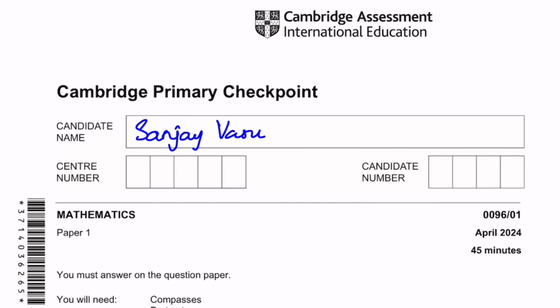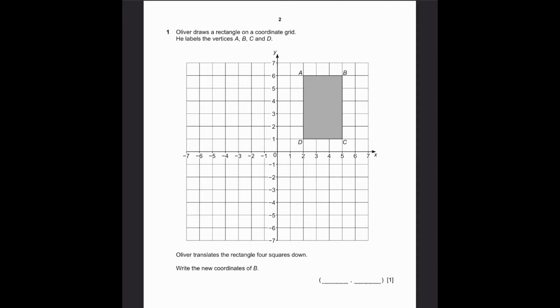Let's start. Question 1. Oliver draws a rectangle on a coordinate grid. He labels the vertices A, B, C, and D. Oliver translates the rectangle 4 squares down. Write down the new coordinates of B.